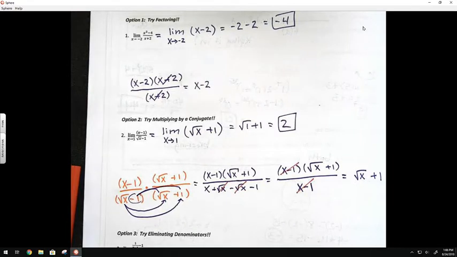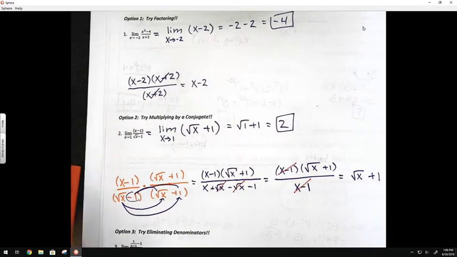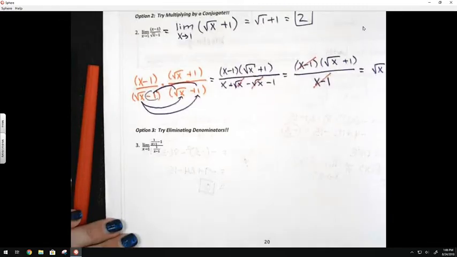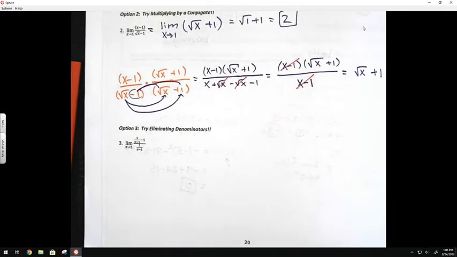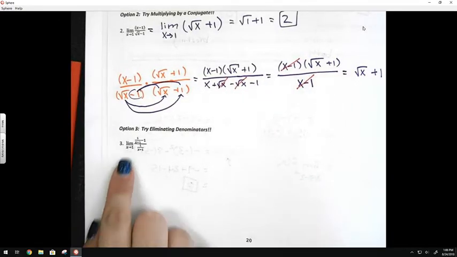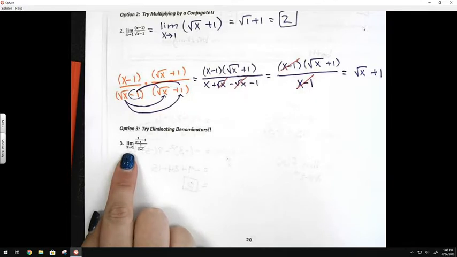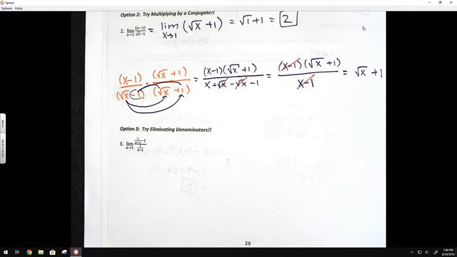So option 1 was factoring. Option 2, multiply by a conjugate. Now we're going to try and eliminate the denominators. This is another thing that I think when students see it, they freak out. So please don't freak out, okay? We're going to just eliminate the denominators. We're going to make it easier to deal with.